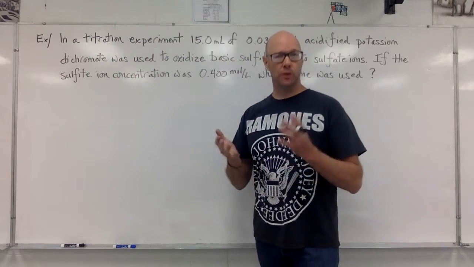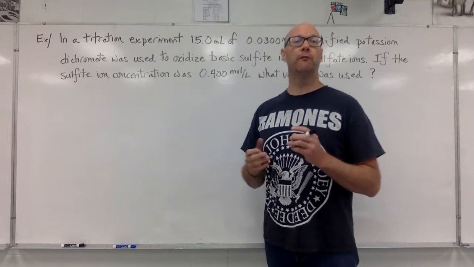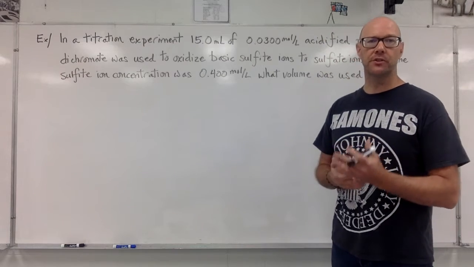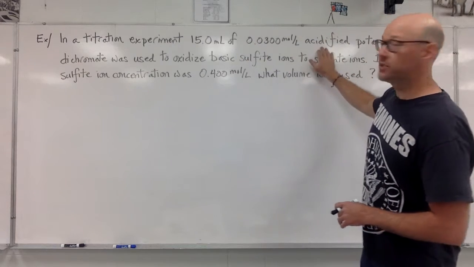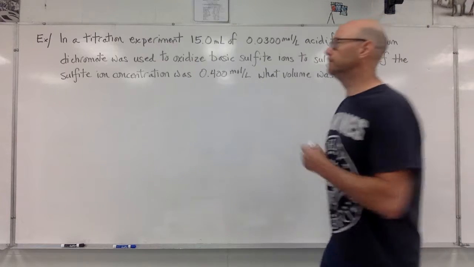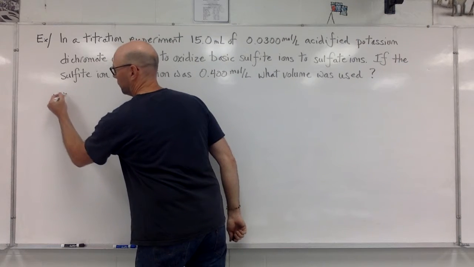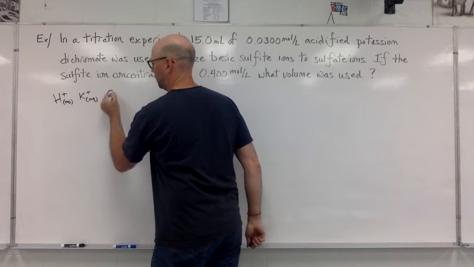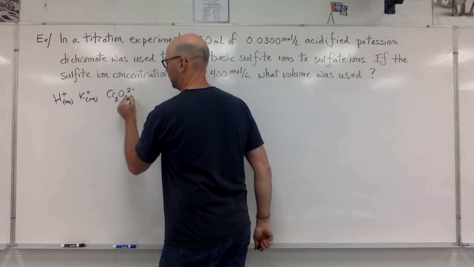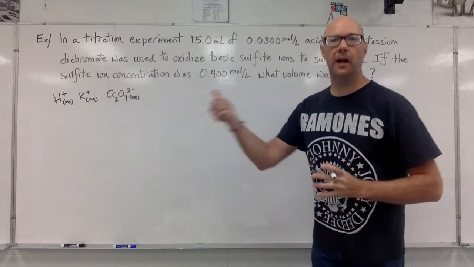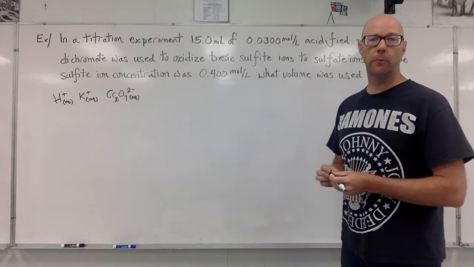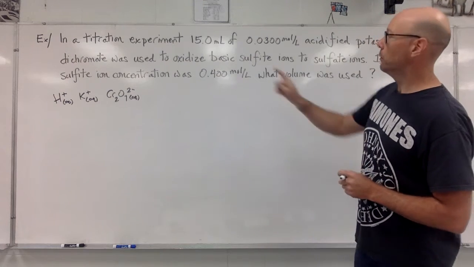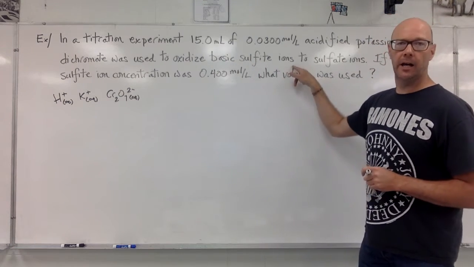Our first step is to determine the net ionic equation. We're going to follow the 5-step method to do that, which begins by making a list of all of the substances that are present. It's acidified potassium dichromate. Acidified, put hydrogen in your list. Potassium dichromate's an ionic solution, it dissociates. We're going to have to put water in our list too in a minute. We're going to have basic sulfite ions.